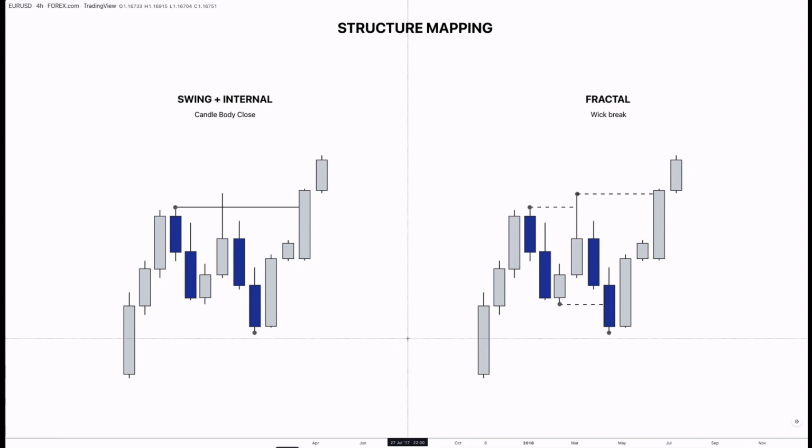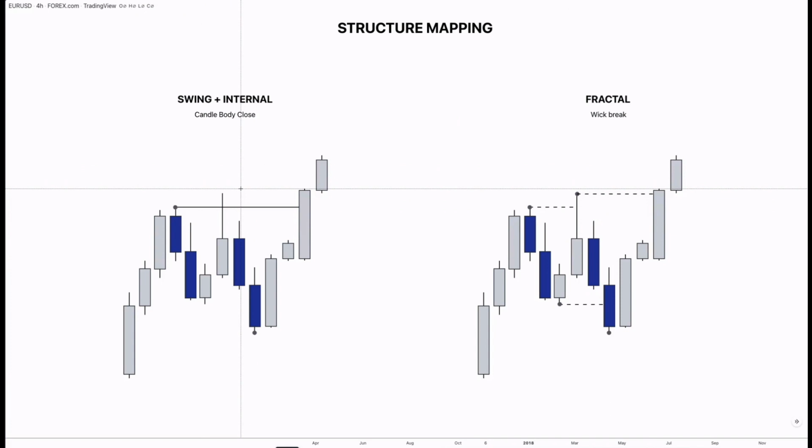At this point, don't worry if you don't know the exact differences between swing, internal, and fractal and all that fun stuff. We're going to get into it. But essentially, what we need to remember is we always use candle body closure for structure breaks for basically everything. And anytime we use wick breaks is for fractal structure when we're looking at change of character, okay? So this will become very clear in the following lessons, but just thought it'd be good to cover this now.